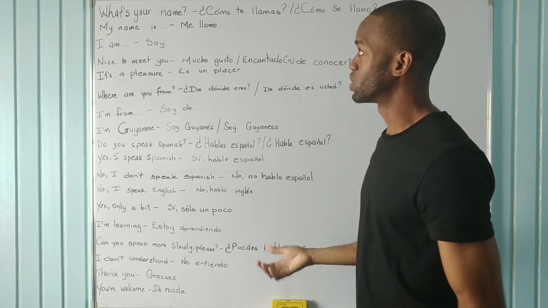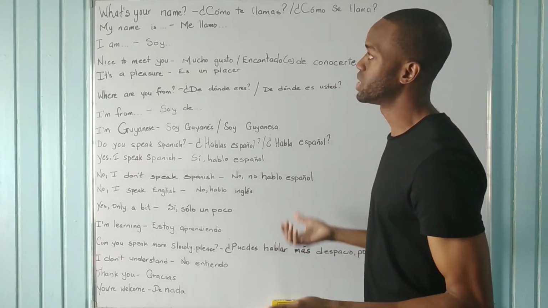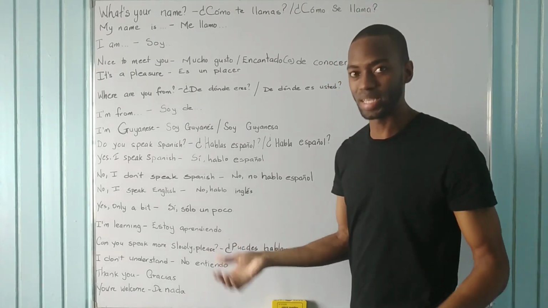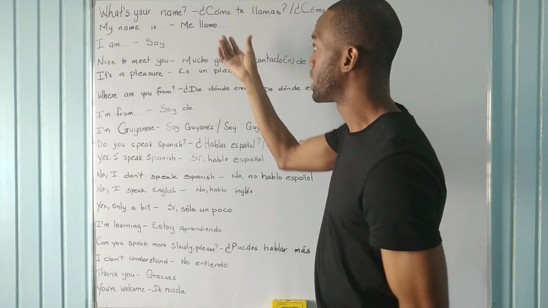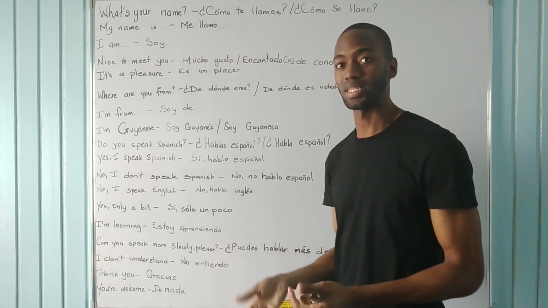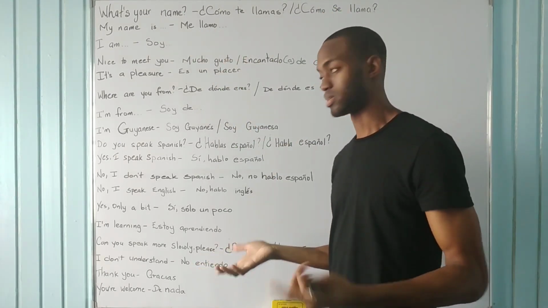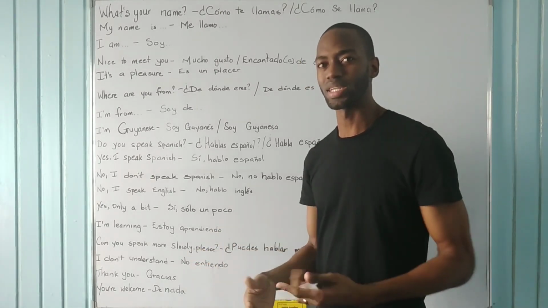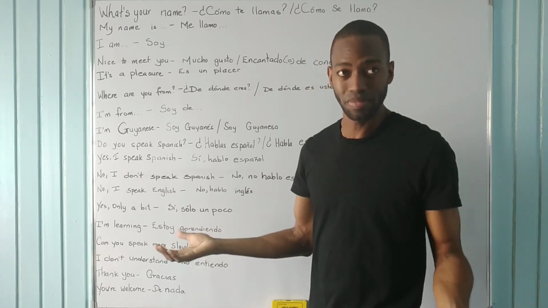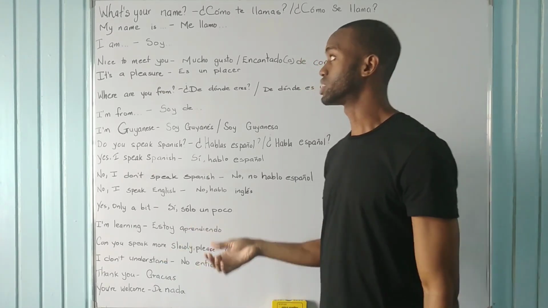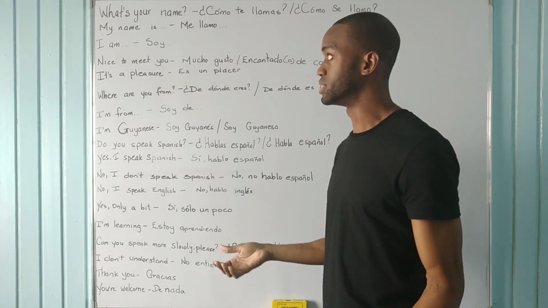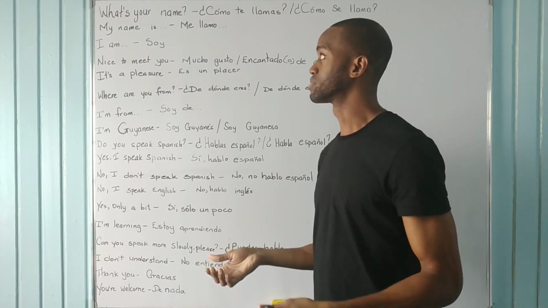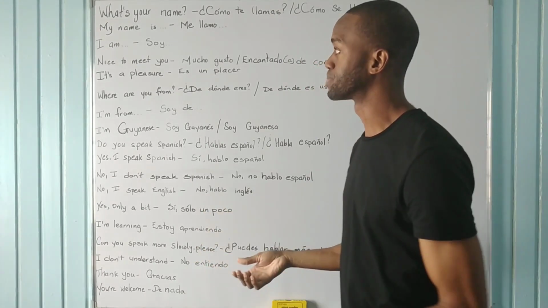Alright, so you ask someone what their name is, but you want to introduce yourself. So you want to say, my name is, that would be me llamo. My name is David, so I would say me llamo David. Because David would be David in Spanish. But if you don't want to say my name is, you prefer to say I'm. For example, I'm David. You say soy. So soy David. So you have that option, me llamo David or soy David. My name is or I am.